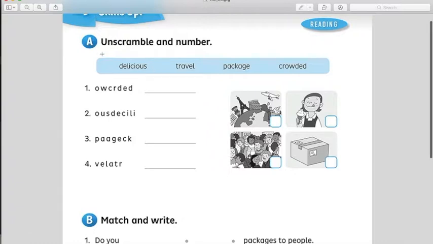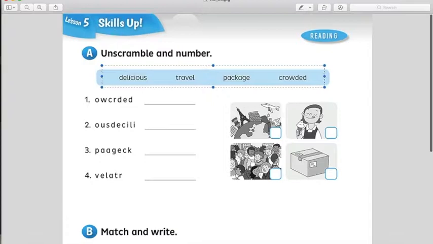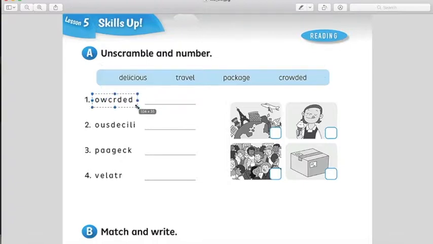It looks like we have some vocabulary words from our student book, lesson 5. First is delicious. So this is delicious, travel, package, and crowded. You may want to go ahead and practice saying these words. Delicious, travel, package, crowded. We have to look at these words and see which one they fit, and make sure we put them in the right area.